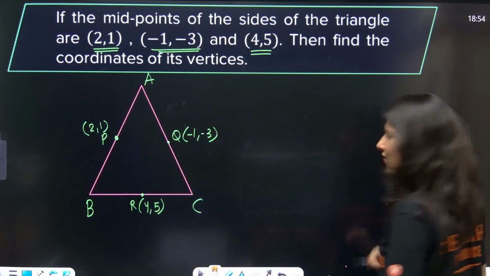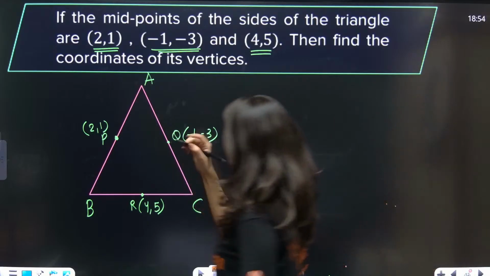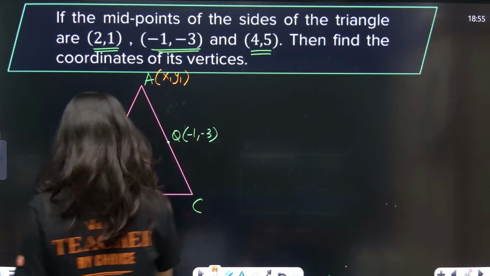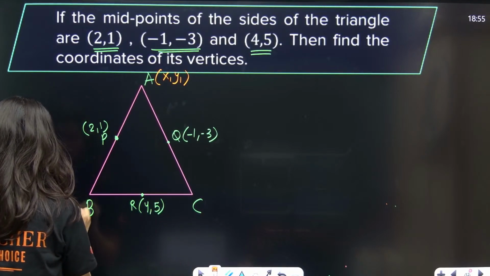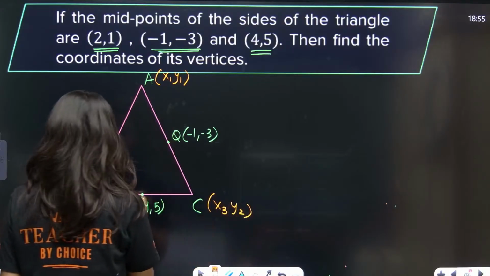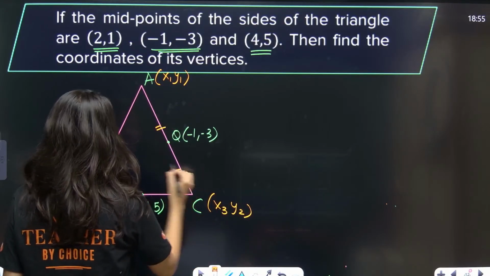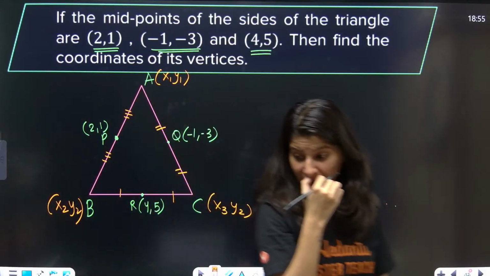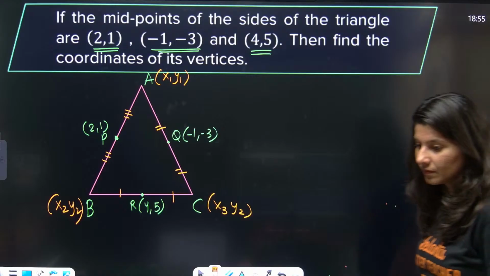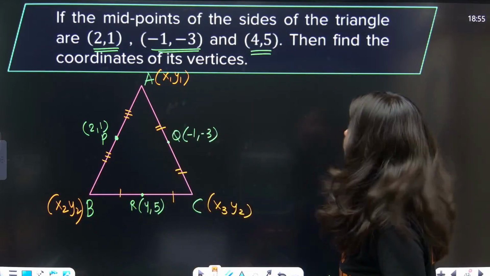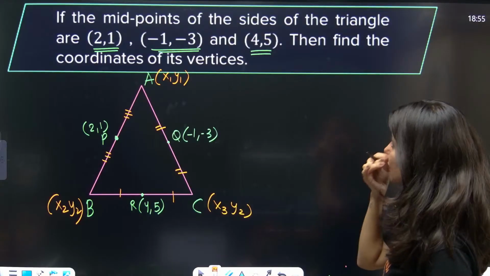Good question. I think we should do it, huh? So now let me just do one thing. This is x1, y1, x2, y2, x3, y3. Midpoints are given, so this is equal, this is equal, this is equal. Okay? Everybody getting it? What are we looking for? Find the coordinates of its vertices.